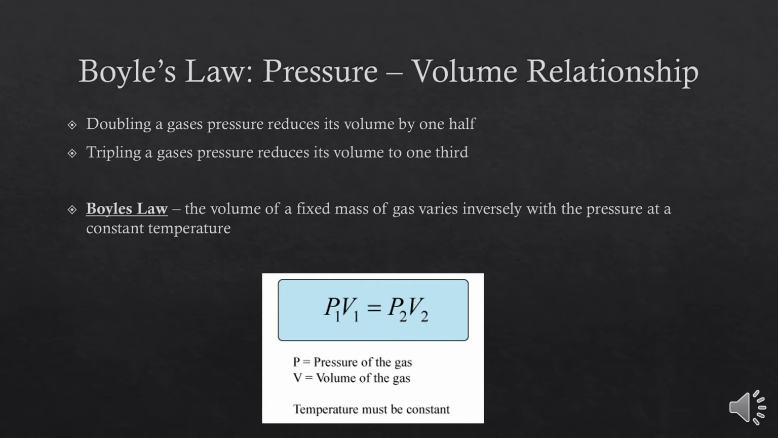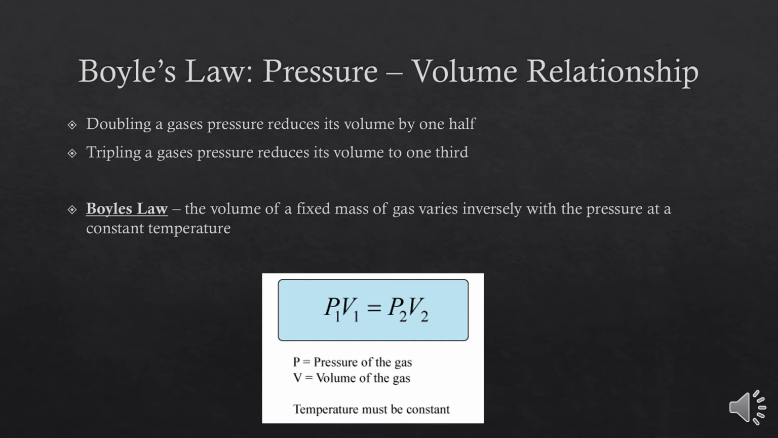And down below I have P1 V1 equals P2 V2. P is going to be the pressure of a gas and V is going to be the volume. P1 and V1 will be for your first gas. P2 and V2 will be after you've adjusted its pressure. So if you double it, then you're also going to double V2.